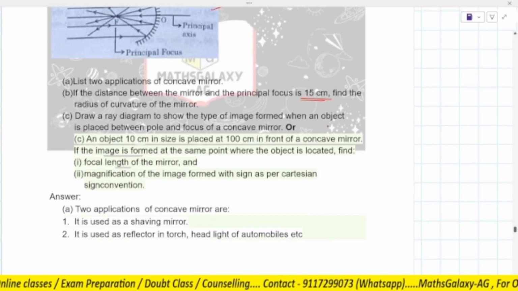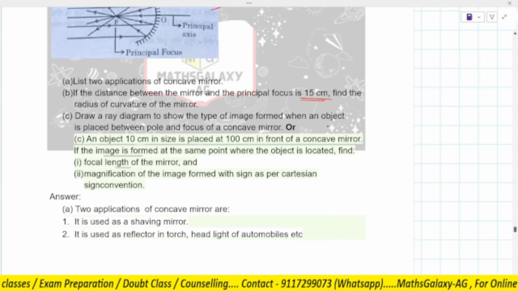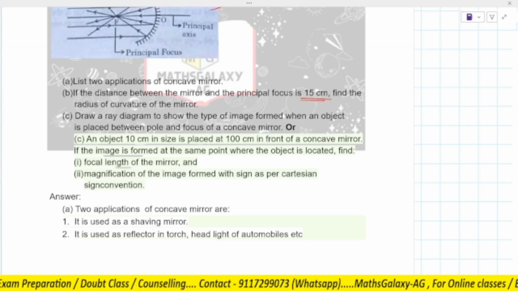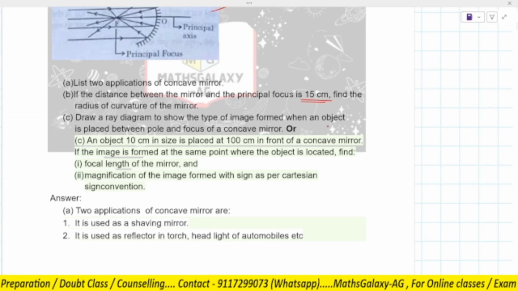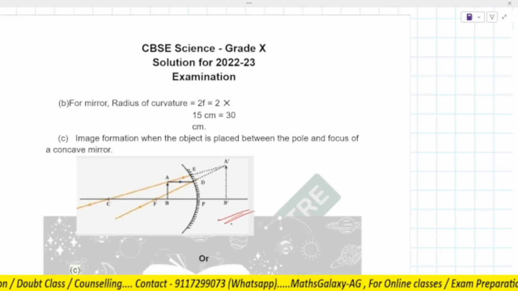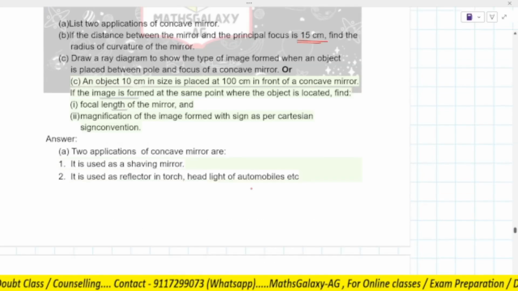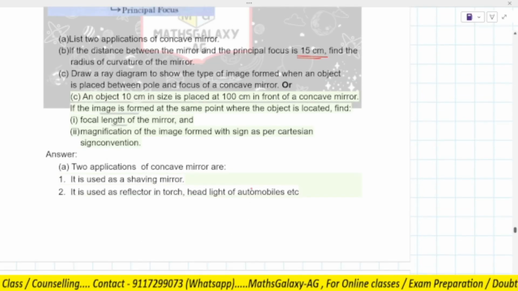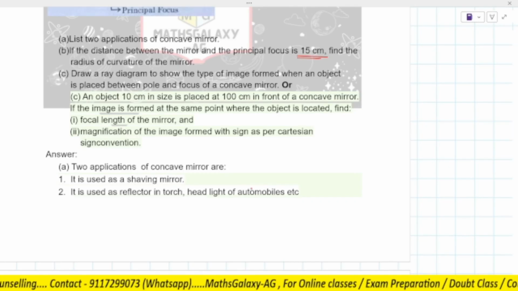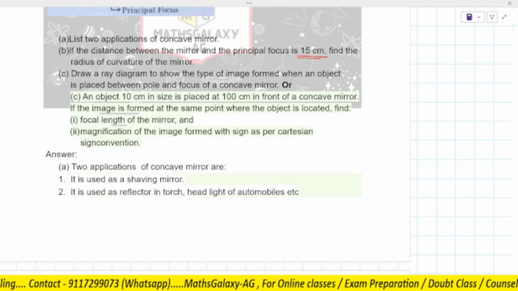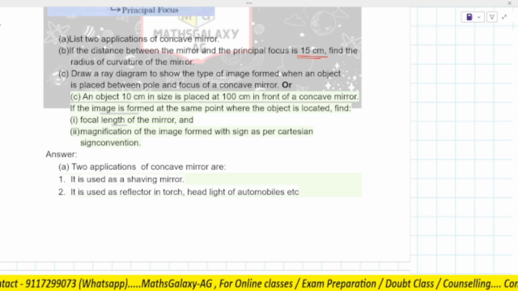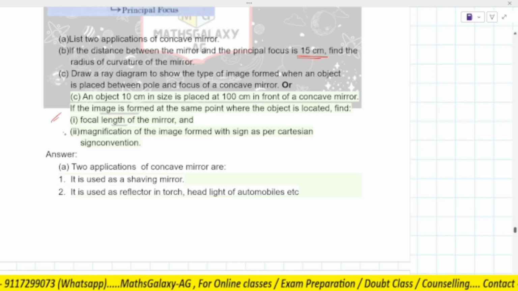Draw a ray diagram to show the type of image formed when an object is placed between pole and focus of a concave mirror. So you can draw it now. It will be like this, right? The diagram. Very good. Now the other portion: in C, you have to do one of them. Either you have to draw this one, or otherwise you have to do this one, 1 and 2.